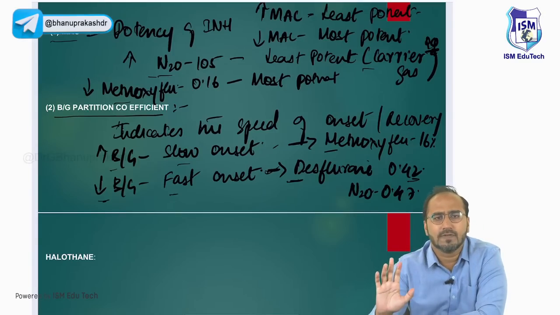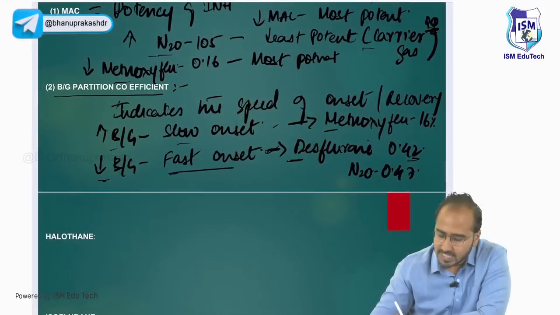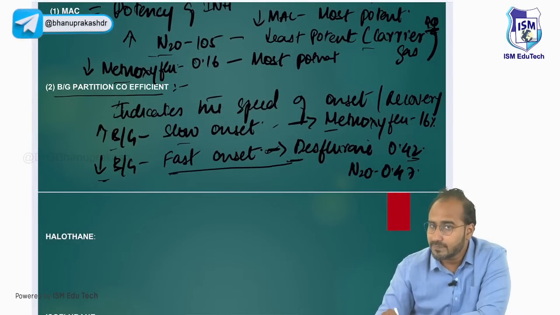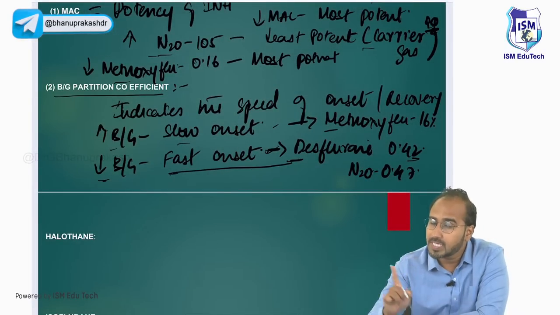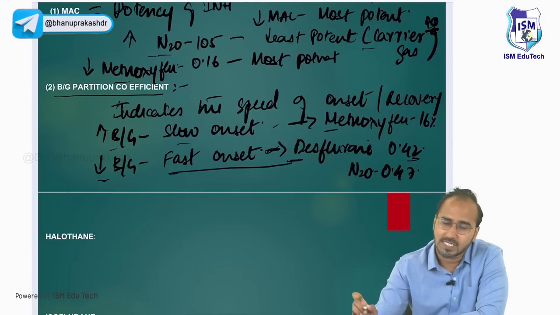Remember, guys, we are just dealing with inhalational agents. An inhalational agent depends on MAC and blood gas coefficient. MAC indicates the potency, but MAC and potency are always opposite. High MAC, least potent. Low MAC, high potent. Blood gas coefficient indicates the speed of onset and recovery. High blood gas coefficient, slow onset. Low blood gas coefficient, fast onset. The fastest onset is desflurane, with fast onset as well as fast recovery.